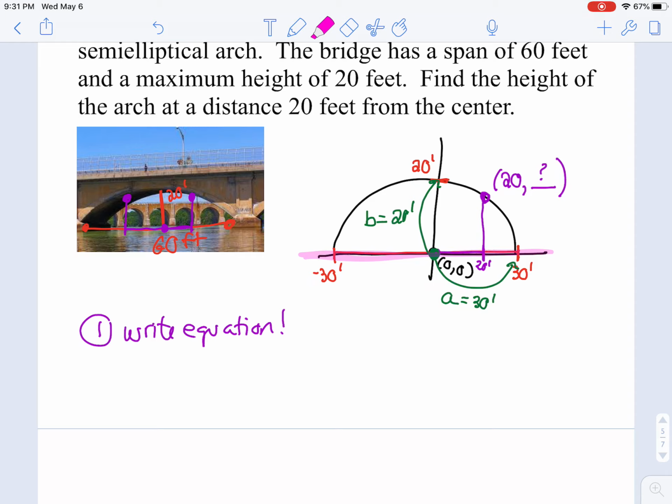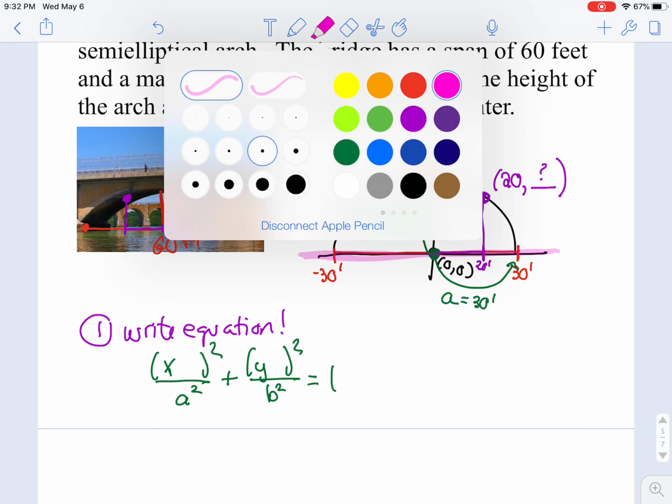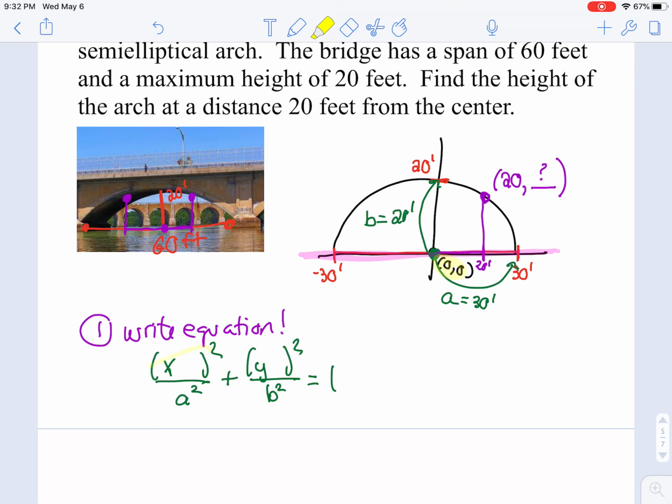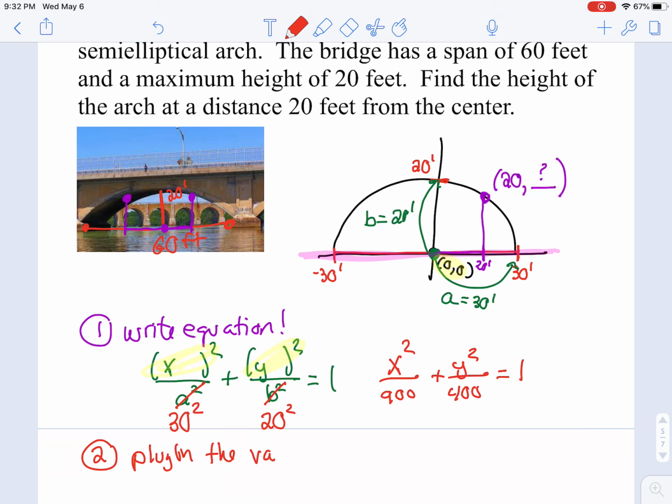So now the ellipse. Since the ellipse is going horizontally, we know that it's going to follow the equation x squared over a squared plus y squared over b squared equals 1. Since we've positioned the center point to be at 0, 0, we can leave the x squared and y squared alone. All we need to do is replace a squared with a being 30, so 30 squared, and b being 20, so 20 squared, which means our equation is x squared over 900 plus y squared over 400 equals 1. Once we've got an equation, then in step 2, we can use the equation to plug in the value that we know.